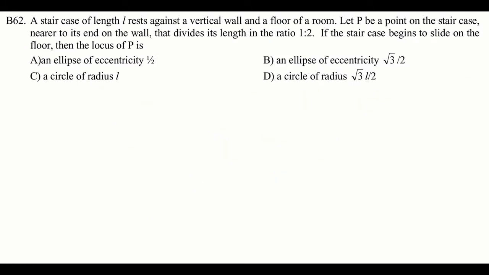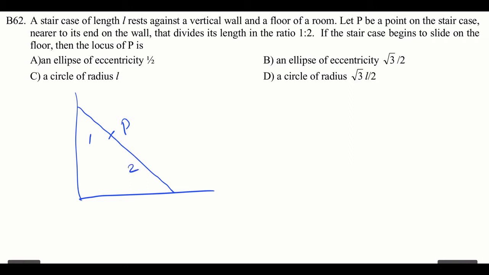Coming to the next problem, we have a staircase of length L resting against a wall and a floor of a room. Suppose that is the wall, floor, and that is the ladder. Now P is a point on the staircase nearer to its end on the wall, such that P is dividing this length in the ratio 1:2. As the staircase slides on the floor and the wall, we have to find the locus of P.